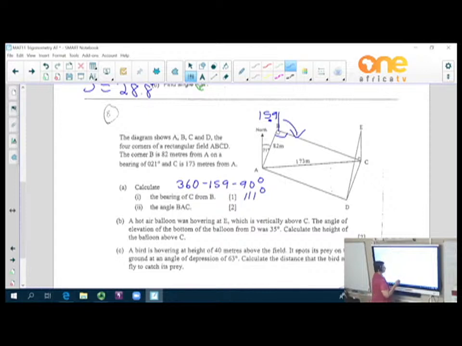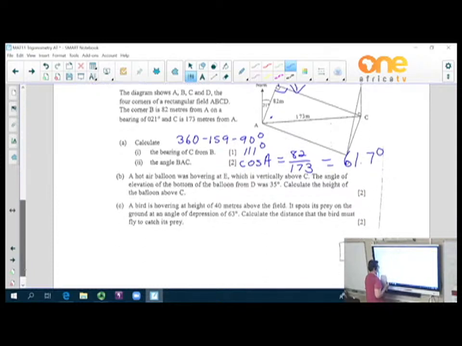Then BAC. So now we're working in this triangle. There's the triangle. So my question is, which function will I use? Now, this is the angle, and this is the two sides, so it's cosine. It's that included angle. So cosine A is then equal to 82 over 173. Second function cosine to find an angle, and it is 61.7 degrees.